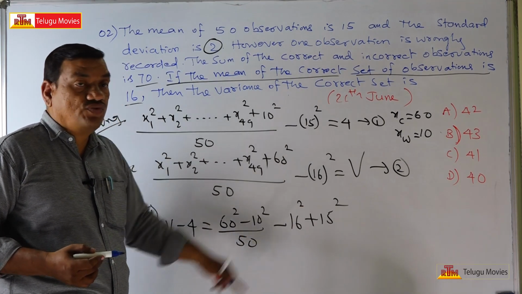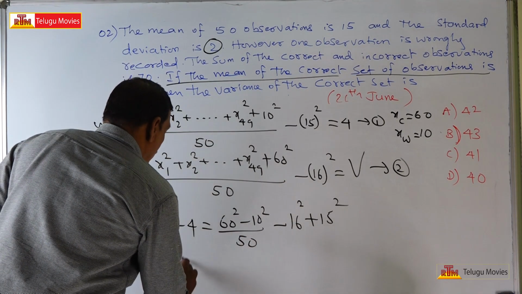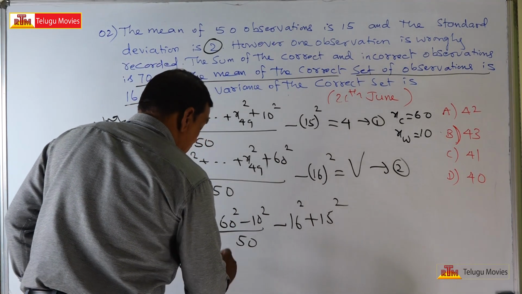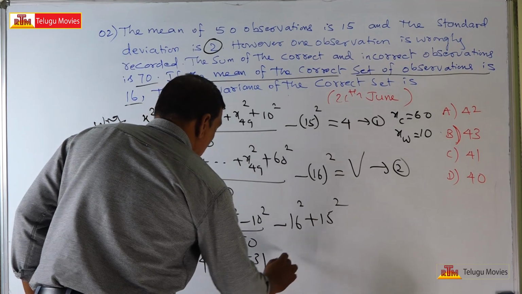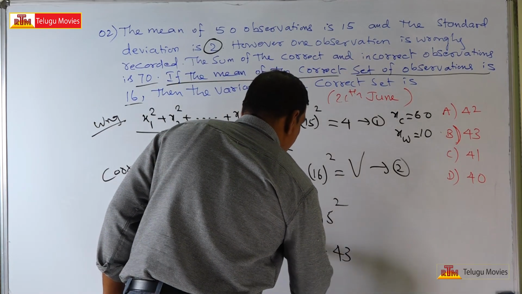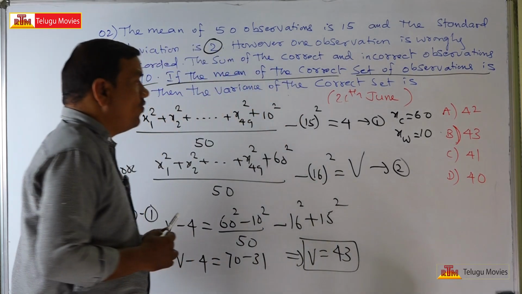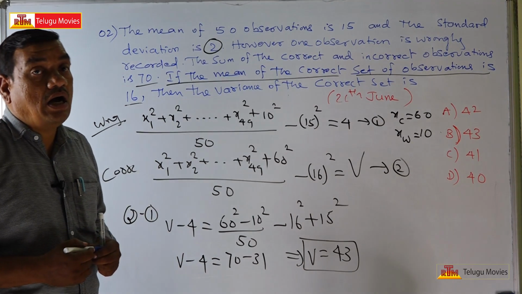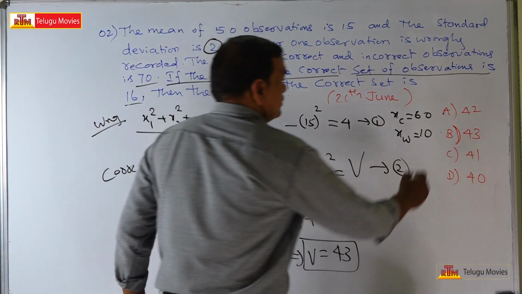If you do all this together, we will get V minus 4 is equal to 70 minus 31 on the whole. V is equal to 43. So 43 is the variance of the correct observations. Okay, right. So this is 43.